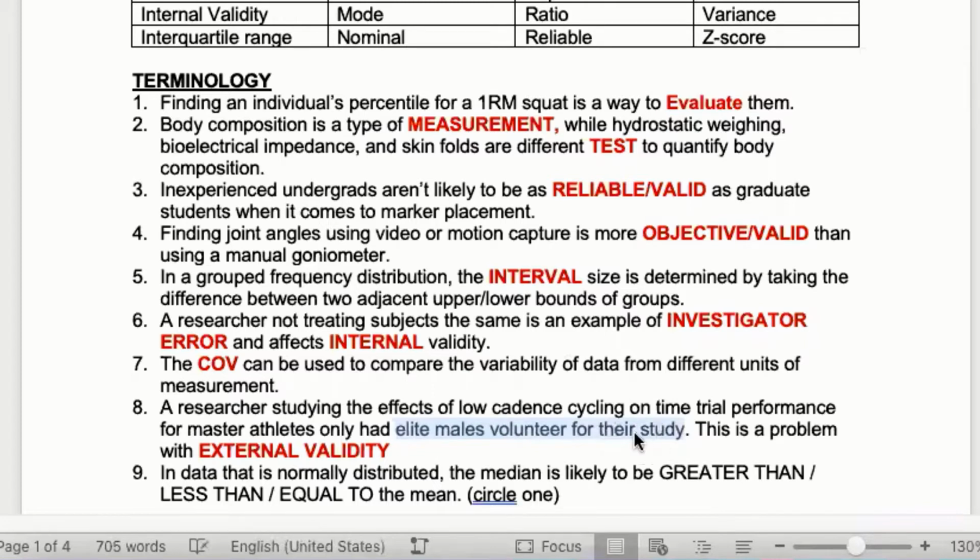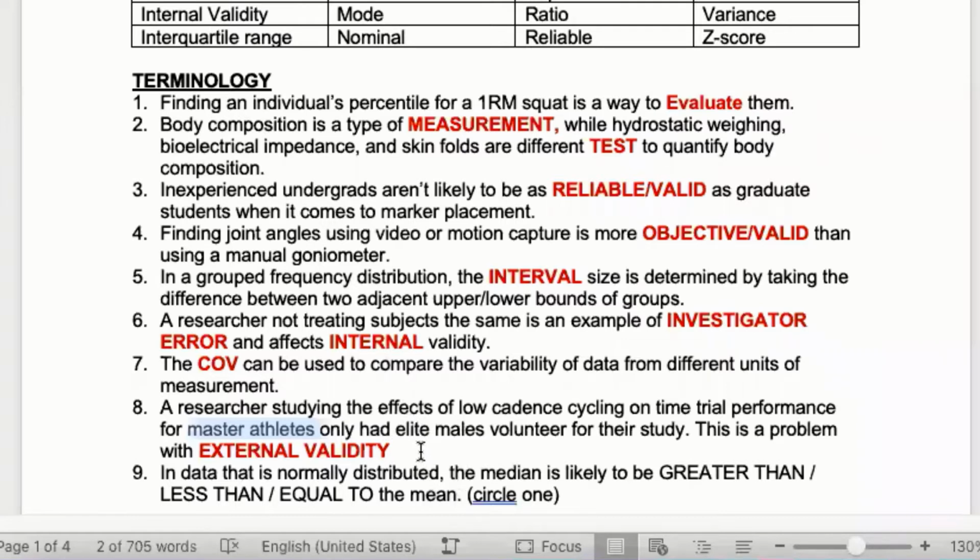Reason being is that our sample is elite males, but the target population is master athletes. So we got the elite part right, but a better, more representative sample of our population would have included both males and females. On this question, I also would probably accept sample or sampling, just because the sample is the thing that's wrong with the whole thing.